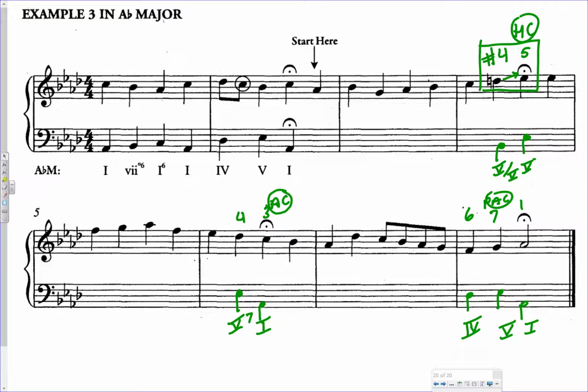I'm going to give you 15 more minutes to complete the rest of this harmonization. Good luck, AP, then we'll check our solutions.